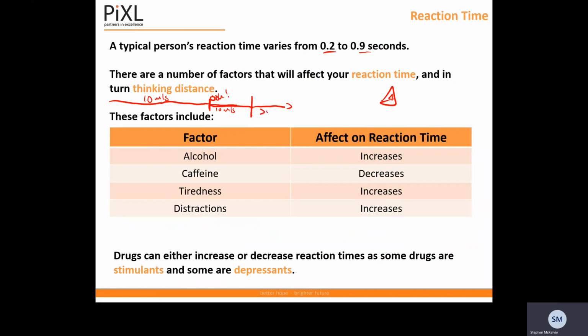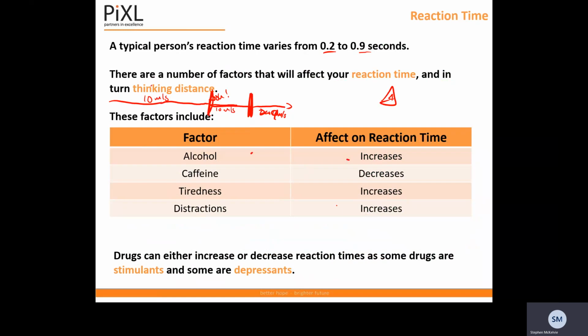So it will become less than 10 meters per second, say 9 meters per second or whatever. The distance that you travel while you're thinking about stopping is known as the thinking distance. So if you slow your reaction speed, if you increase your reaction time, then your thinking distance will change as well.